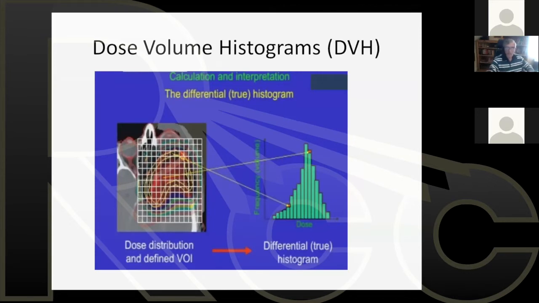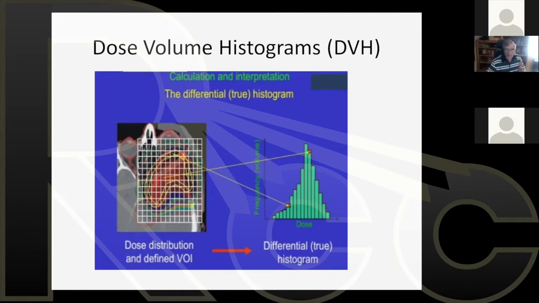The most important tool that we use is the dose volume histogram, and every planning system, every 3D planning system has the ability to produce dose volume histograms, DVHs. The DVH is developed by the computer, and this is a slide share which I borrowed, and it very, very nicely shows how the dose volume histogram is developed, is determined, is calculated.